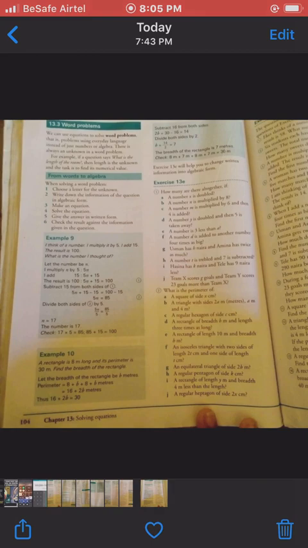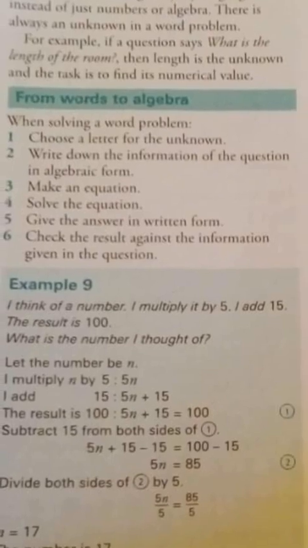Now, there are some key points you need to note when solving word problems in equations. From your textbook on page 104, you see that the first point they gave there was to choose a letter for the unknown. Now, this is very important. Once you have an unknown, just choose a letter for it. Let's say the question is framed like there is a number or I subtract a number from, once you don't know what that number is, you just call it the unknown, okay?